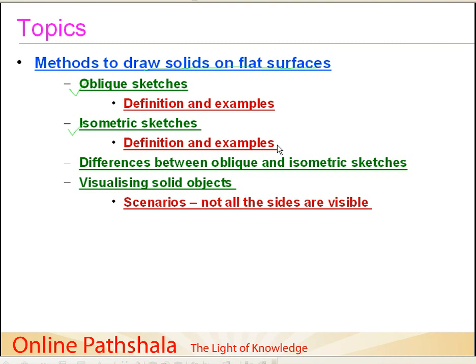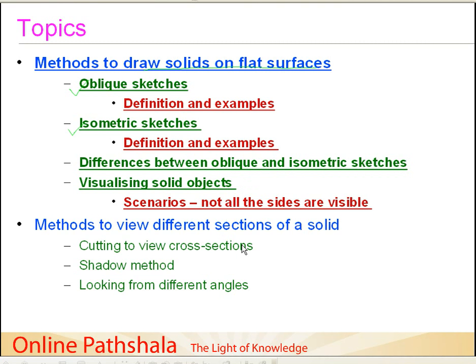Once we are done with this, we will go for visualizing solid objects, taking those scenarios in which we can see only a few sides of the solid objects. That is, not all the sides are visible. In that case, how do we visualize the complete picture of that? So that is going to be our discussion in this video. Having said that, let us start.